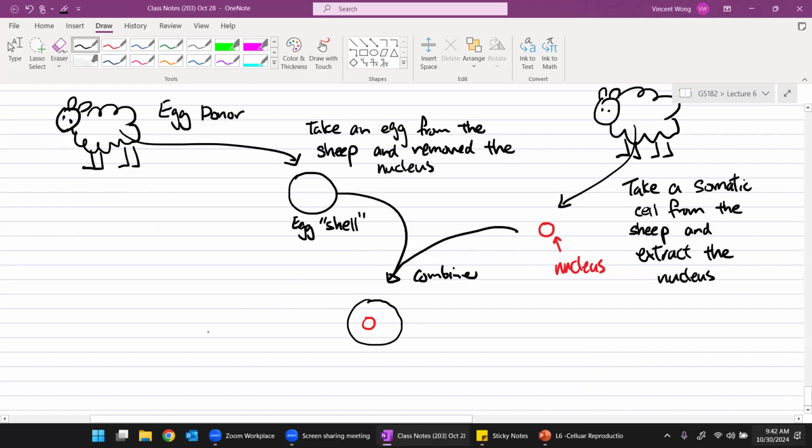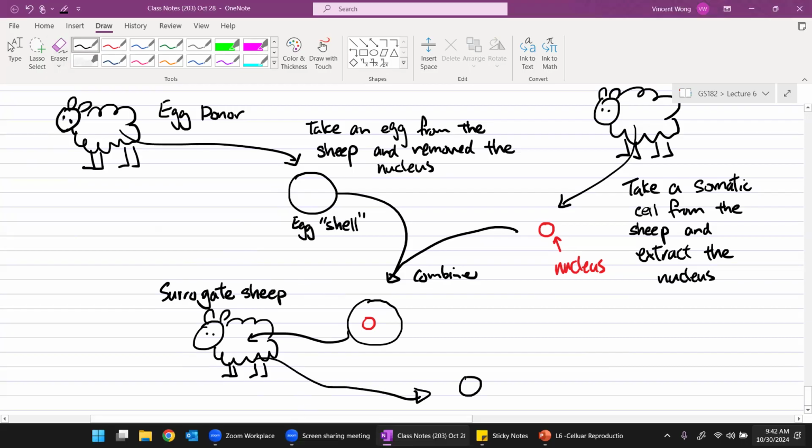Now we need a third sheep. What do you think this one is going to do? That's right, they're going to put the egg in this sheep. So what do we call people who carry babies for other people? Surrogate, that's right. So this is a surrogate sheep. And then you have Dolly.